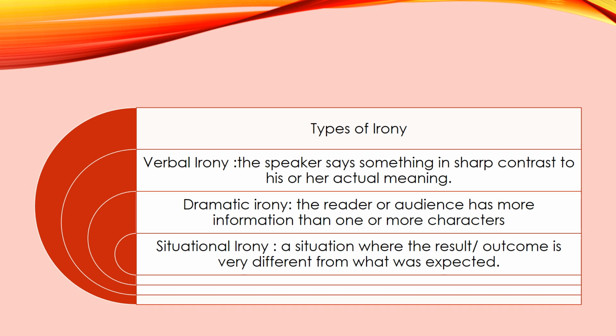Now, verbal irony is the first one. Verbal irony occurs when the speaker says something in sharp contrast to the actual meaning that he or she wants to present. The statement often seems very clear and direct, and yet it suggests that the opposite of this statement is true, or the opposite is what the speaker really wants to bring across to you as the reader. Unlike dramatic and situational irony, verbal irony is always intentional. Whatever the speaker is saying is what the speaker wants to say. It's always intentional on the part of the speaker.